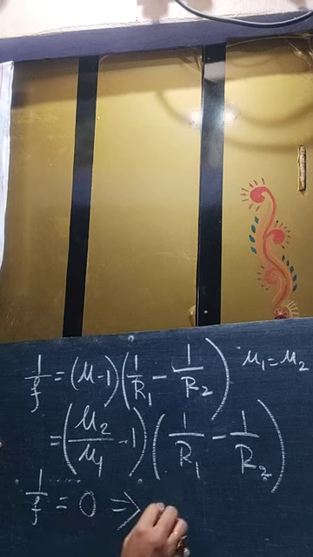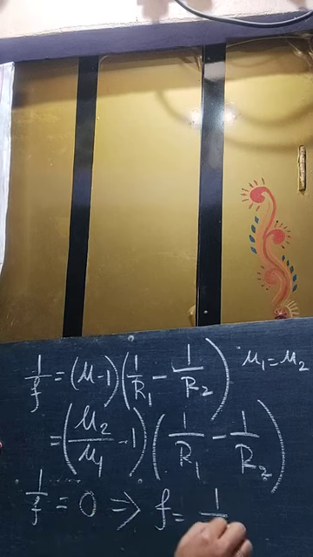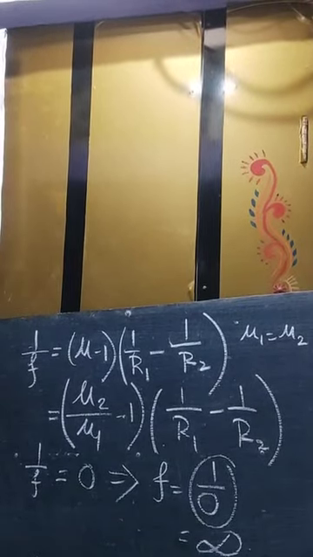So, 1 minus 1 will be 0. Therefore, 1 by f should be 0, right? So, it implies that as 1 by f equals 0, f equals 1 by 0, and something by 0 is nothing but infinity. Therefore, I can say that the focal length of the lens in the medium should be infinity. Clear?